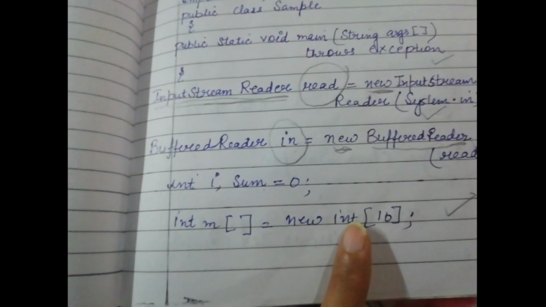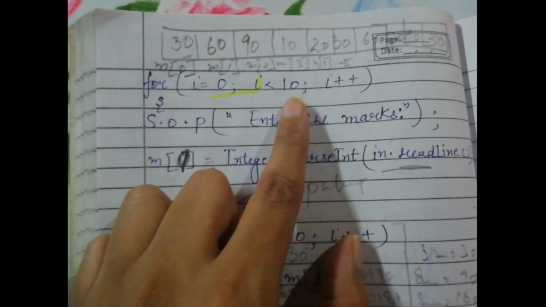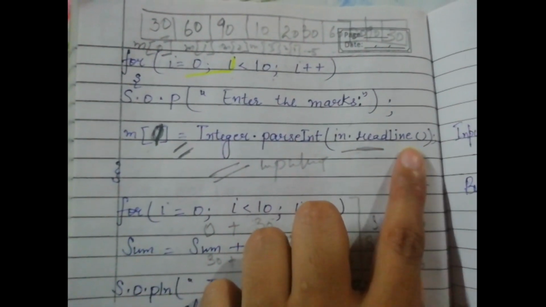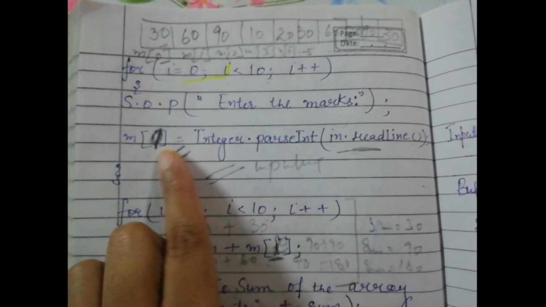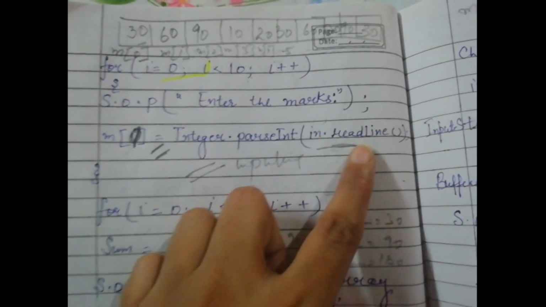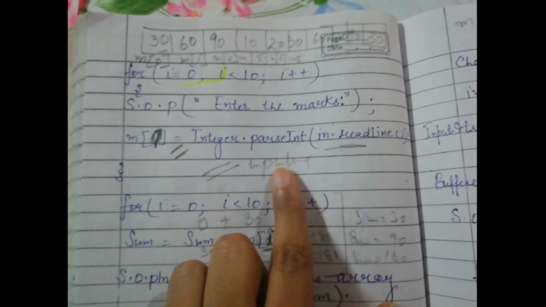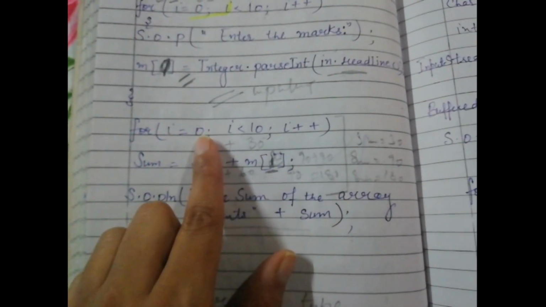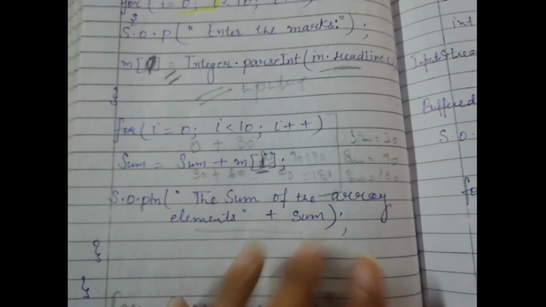So this is your array initialization. It will execute from 0 to 9, and read line is a function of your class. So m[i] equals Integer.parseInt(in.readLine()). This is for inputting, to get the input from the user and store it in the array. After this, i equals 0, i less than 10, i plus plus.